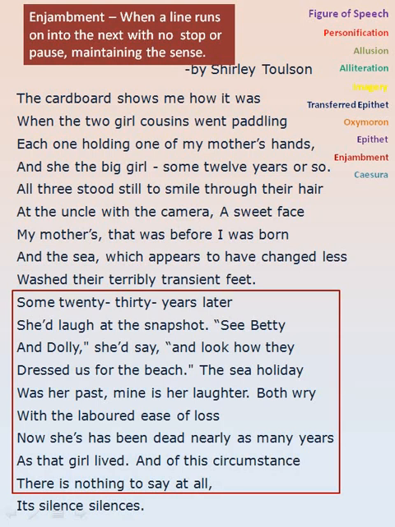Then almost in all the lines you can see here, there is no punctuation at the end of the line. "Years later, she would laugh at the snapshot, Betty and Dolly. And look how they dressed us. The sea holiday was her past. Both wry with the labored ease of loss. As many years as that girl lived. Circumstances, there is nothing to say." Here in all these lines you can see there is no stop or pause, and the line is continuing on to the next line. So the figure of speech used here is enjambment.